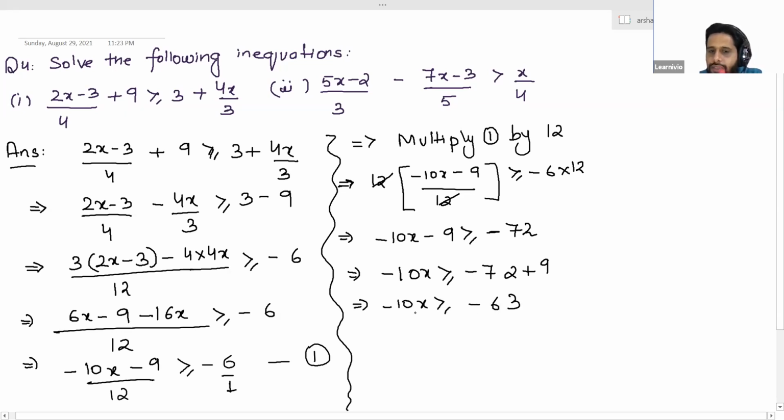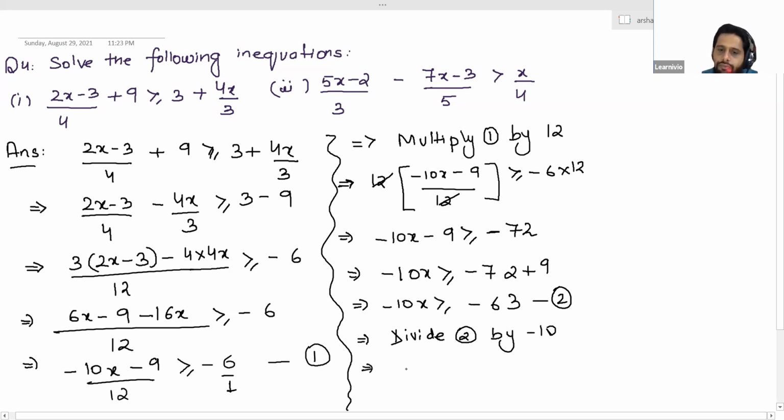Okay, Rishan, this is minus 10x. We need x over here. Then what is the next step? Sir, multiply means divide. Divide by minus 10. This clear, Rishan? Yes, sir. Okay, very good.